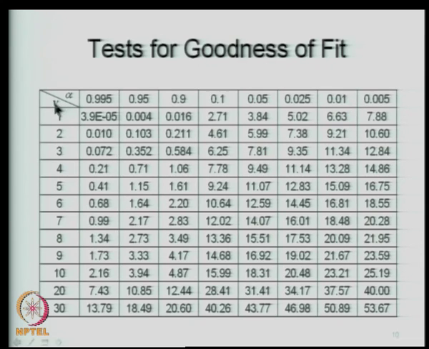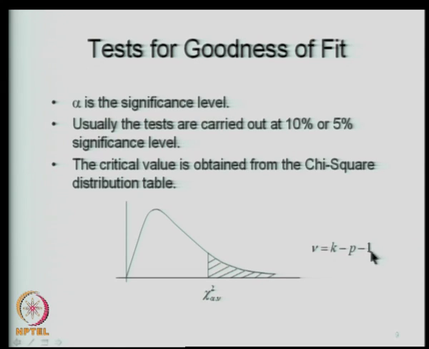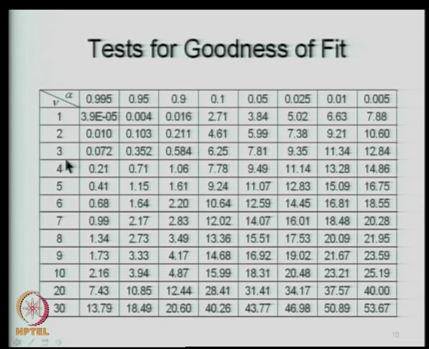And on the other side you have nu, which remember depends on the number of class intervals that you have. Let us say nu is k minus p minus 1, k is the number of class intervals. Let us say k is 10 class intervals, and p, the number of parameters, is 2. So, 10 minus 2 minus 1 gives 7. So, you go to nu equal to 7, and associated with that particular significance level, you get the critical value of chi-square. These values are typically available in most standard textbooks of statistics.